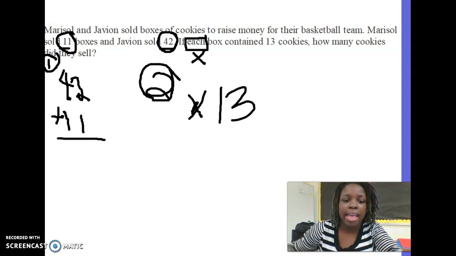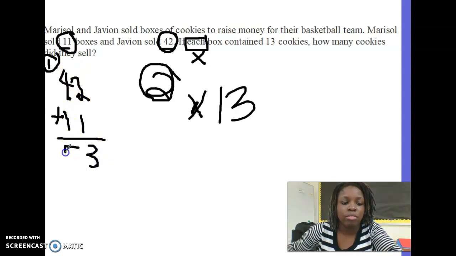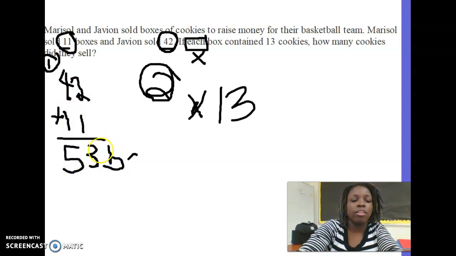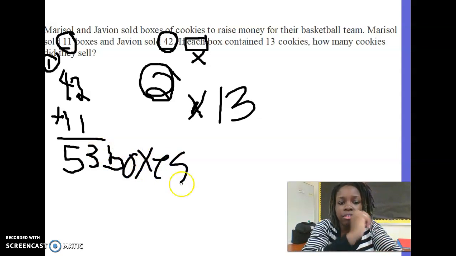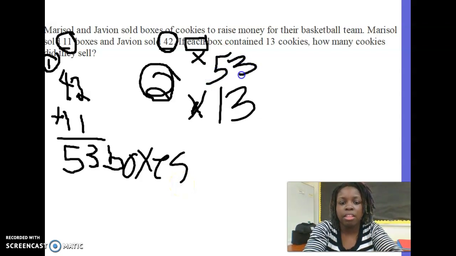My first step is to add. So I know I'm adding 42 plus 11. All right, so when I add 42 plus 11, 2 plus 1 is 3, 4 plus 1 is 5. So there are 53 boxes. So I know that there are 53 boxes. And then if each box contained 13 cookies, so I know I'm doing 53 times 13 now.